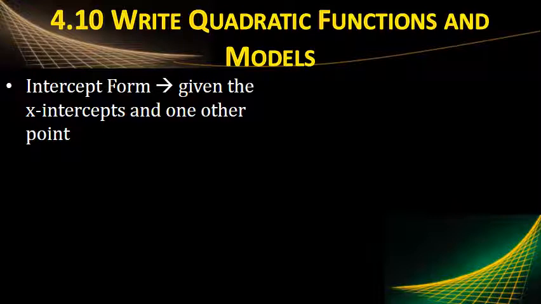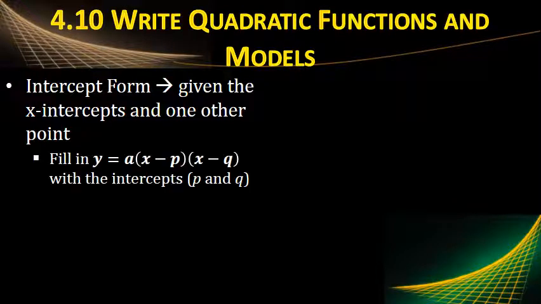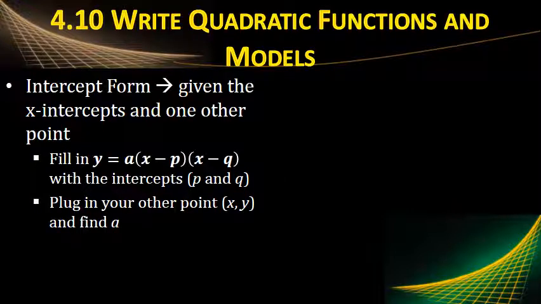If you're given the x-intercepts and one other point, intercept form would be the best way to find your model. Remember, intercept form is this: y equals a(x minus p)(x minus q), where the x-intercepts are p and q. After you fill in p and q, fill in your point for x and y and solve for a. Then write your equation.